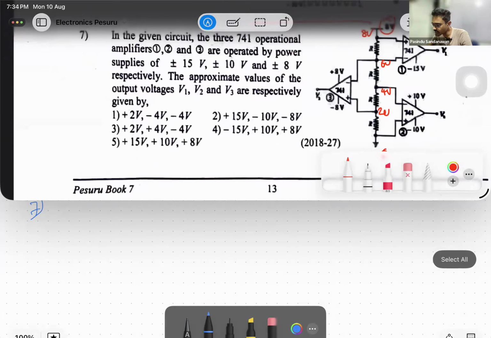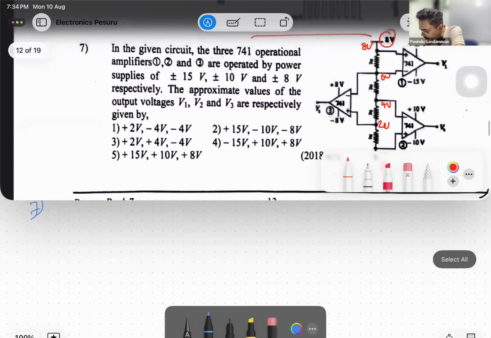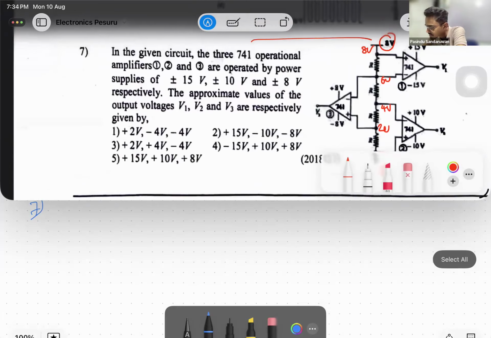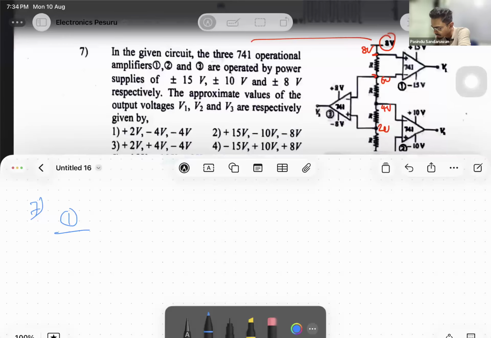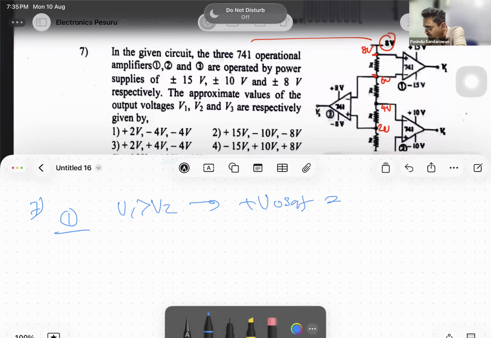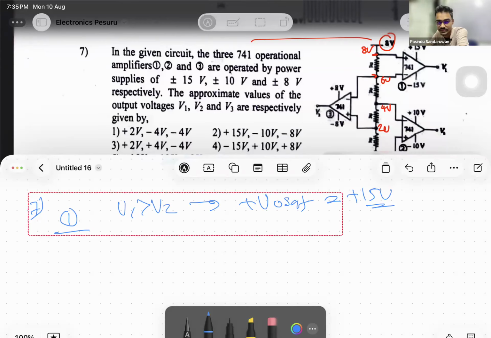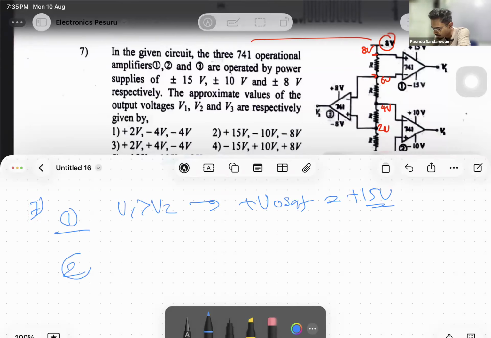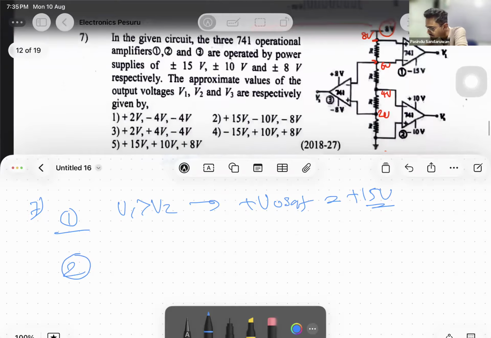Now check for the first one. V1 of the first one is at 8, V2 of the first one is at 6. V1 is greater than V2, so that is positively saturated, plus V out set. Plus V out set is plus 15.